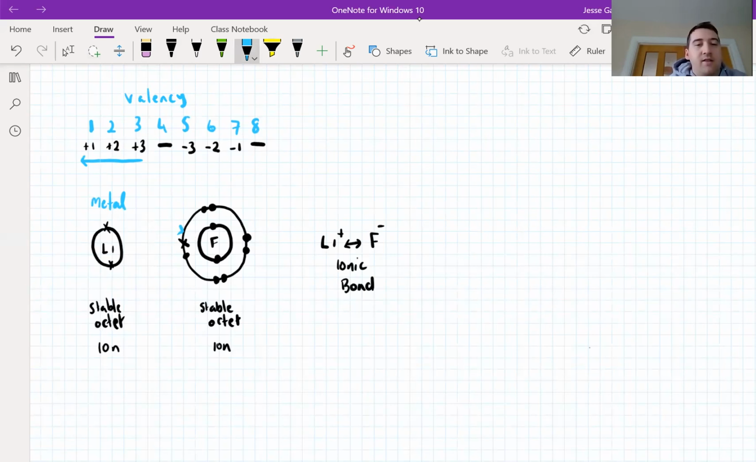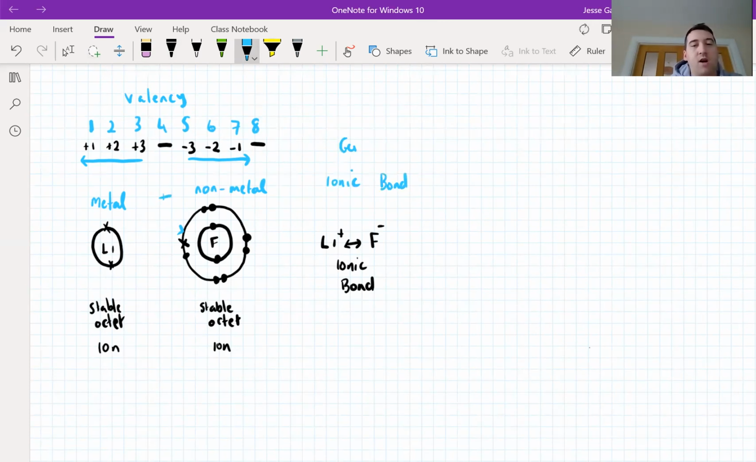And here, this is a non-metal atom. It's on the right-hand side of the periodic table. We've seen that before, and it's usually over here, groups 5, 6, 7, or 8 on the non-metals. So when we pair a metal and a non-metal together, we usually get an ionic bond.